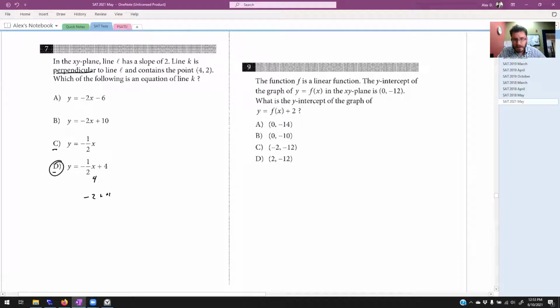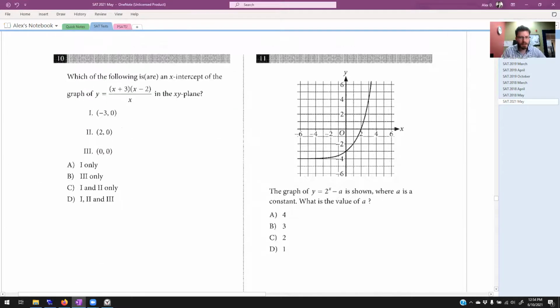The y-intercept. Okay, so we get (0, -12). That's the y-intercept. The y-intercept of the graph of f of x plus 2. So the whole thing shifts up 2, and that's going to be B. Which of the following is the x-intercept? So the x-intercept is when y equals 0. So we set this thing equal to 0. That means the numerator is 0. So that's going to be -3 and positive 2. And I don't believe we get a divided by 0 error there. So that's going to be 1 and 2 only. Interesting that they had a couple of those so far.